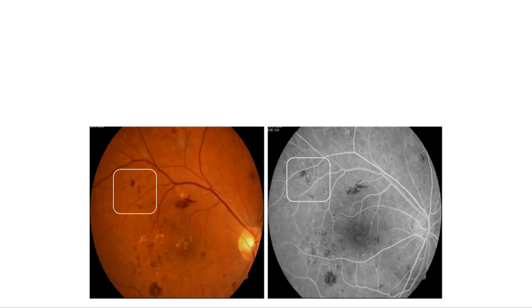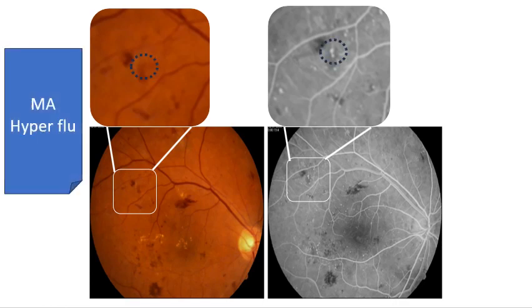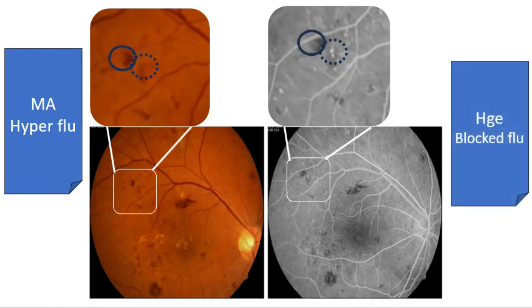When we are interpreting the findings in a diabetic retinopathy fluorescein angiography, we need to compare the findings to the colored fundus photograph. In the square part in both the colored image and the fluorescein angiogram, there are some reddish lesions in the magnified view. Those reddish lesions in the color fundus photograph may correspond to an area of hyperfluorescence, and this is reported as hyperfluorescent microaneurysms, or they may present with blocked fluorescence due to retinal hemorrhages, which can be dot, blot, or flame-shaped retinal hemorrhages.